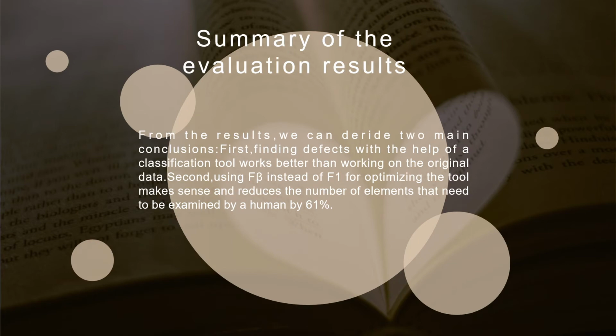Next, I want to talk about the summary of evaluation results. From the results, we can derive two main conclusions. First, finding defects with the help of a classification tool works better than working on the original data. Second, using F-beta instead of F1 for optimizing the tool makes sense and reduces the number of elements that need to be examined by a human by 61%.